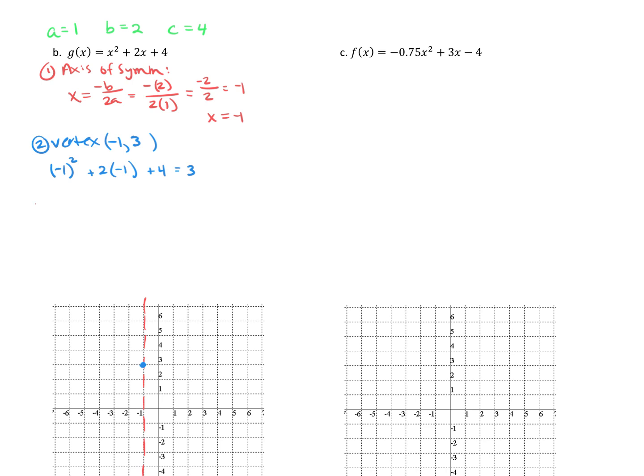Step 3 is the y-intercept. Well, the y-intercept is the c value, which we identified as 4 up above. So we have the ordered pair 0, 4. We got that from our c value being a 4. So on our graph, let's go ahead and plot the point 0, 4. And then we'll reflect it across. So we got 2 points on our graph. And then last, we are going to determine our graphing pattern.